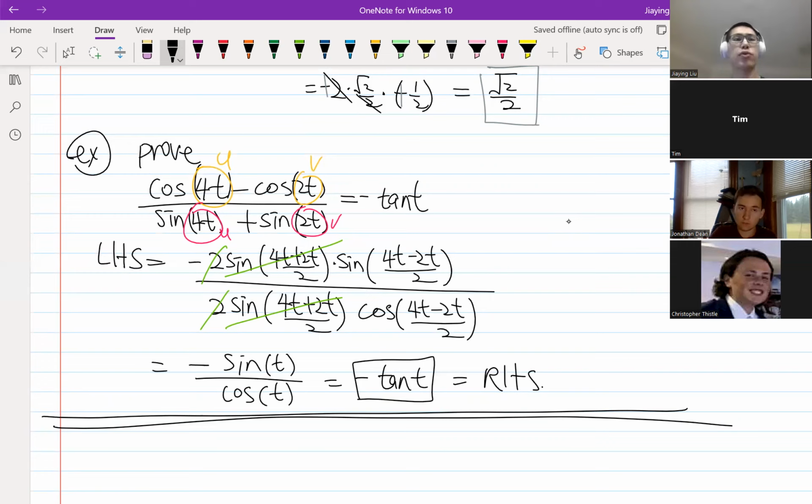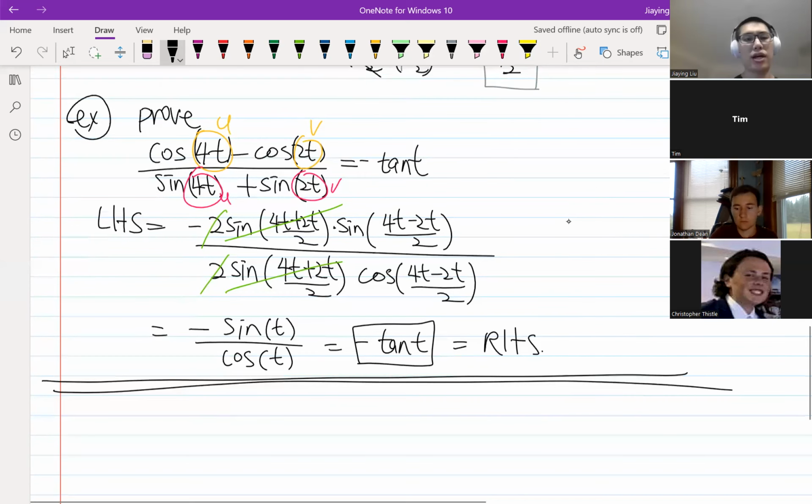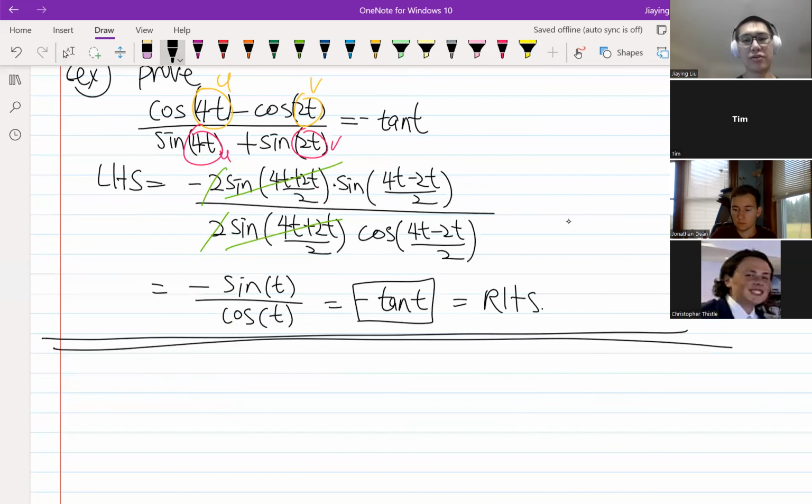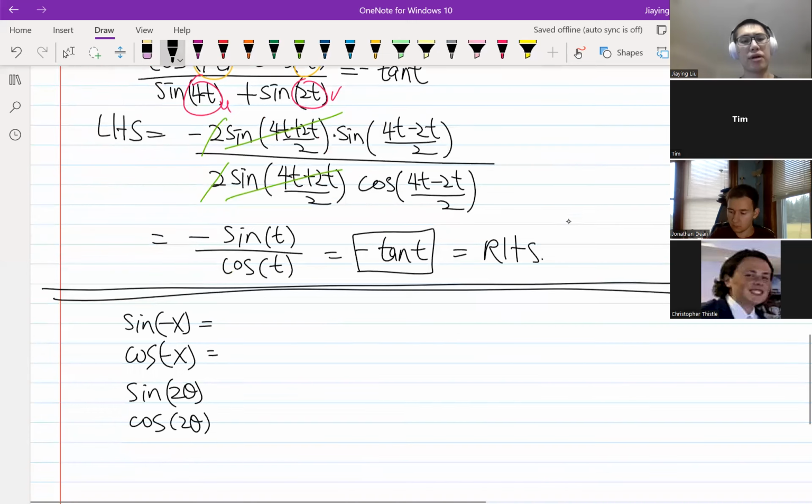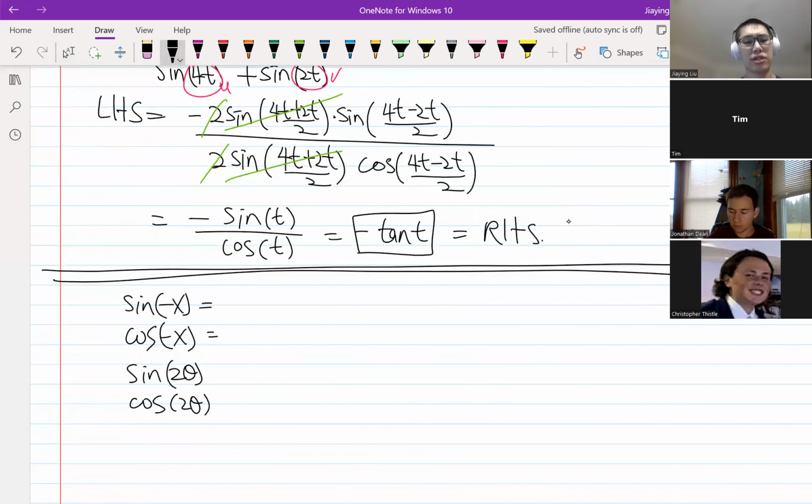But I just want to go back to what we talked about yesterday. There were a few formulas I highlighted that you have to memorize. Obviously you have to know the sine negative x formula and the cosine negative x. And you have to know the sine double angle formula and cosine double angle formula, right? And you also need to know the sum and difference of angles formulas.